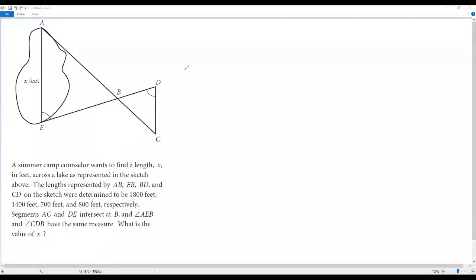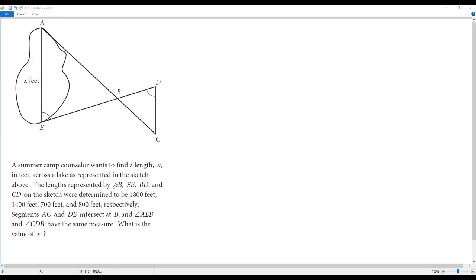Here we have a SAT math question on triangles. Okay, let's go over the question. A summer camp counselor wants to find a length x in feet across a lake as represented in the sketch above. The lengths represented by AB, EB, BD and CD on the sketch were determined to be 1800 feet, 1600 feet, 700 feet and 800 feet.